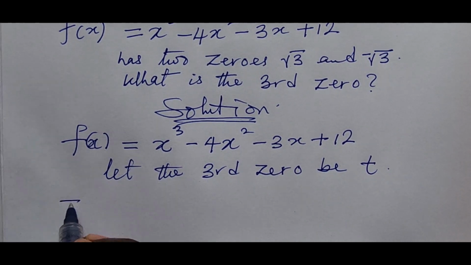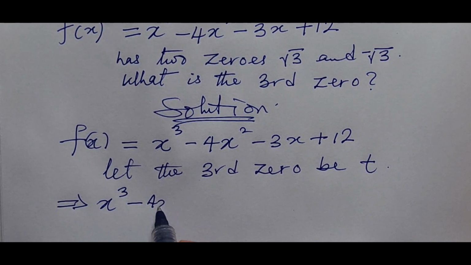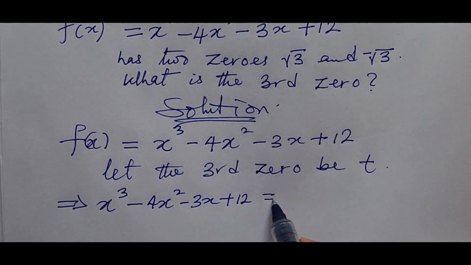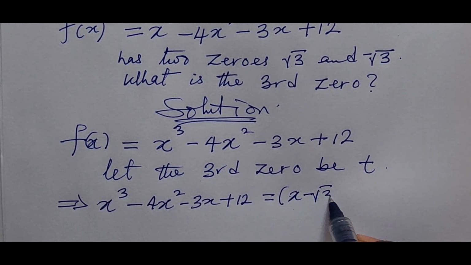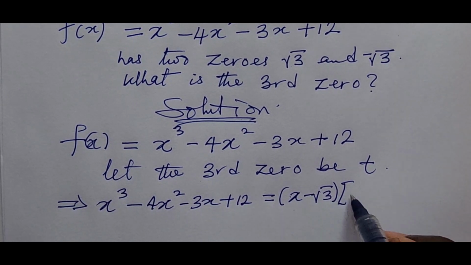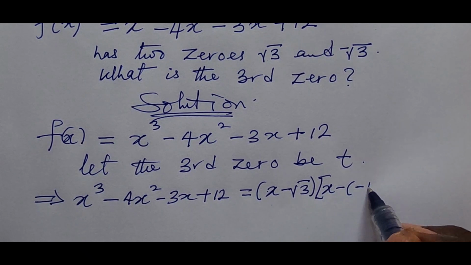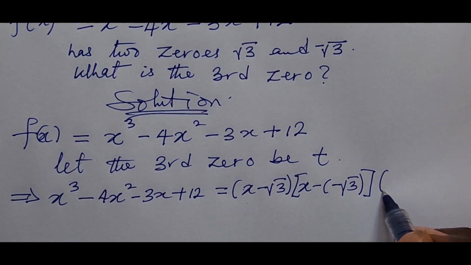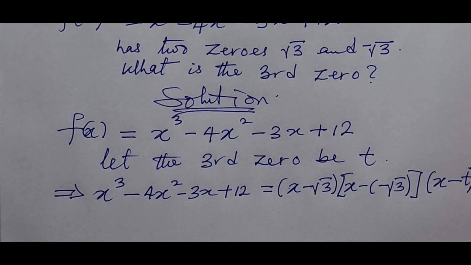So this implies that x to the power of 3 minus 4x to the power of 2 minus 3x plus 12 will now be equal to, bracket open, the first one we have x minus the square root of 3, close bracket, into x minus, bracket, minus square root of 3, close bracket, then into the third one, so we have x minus t.